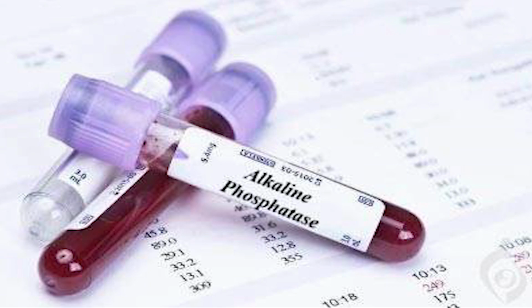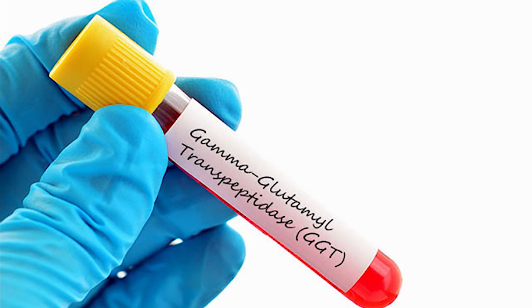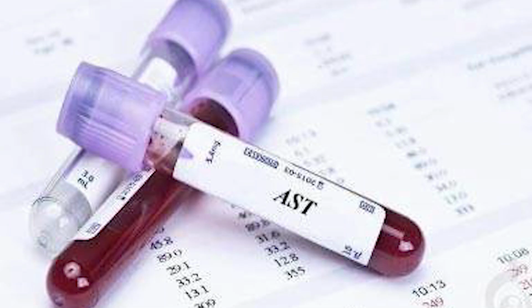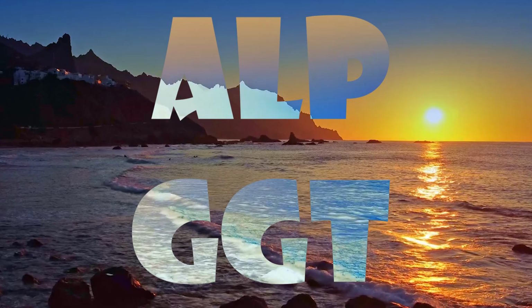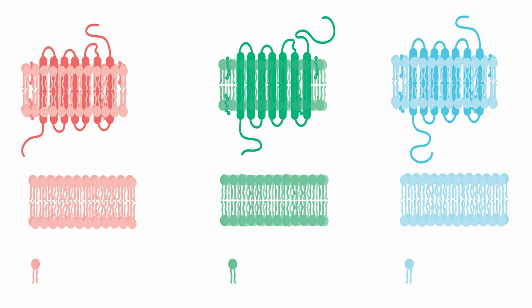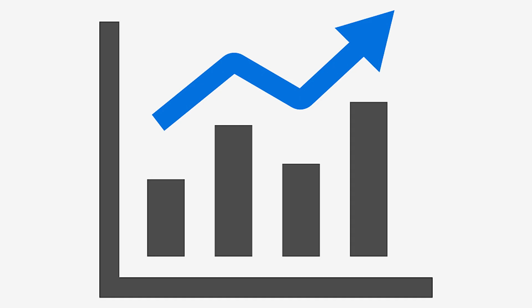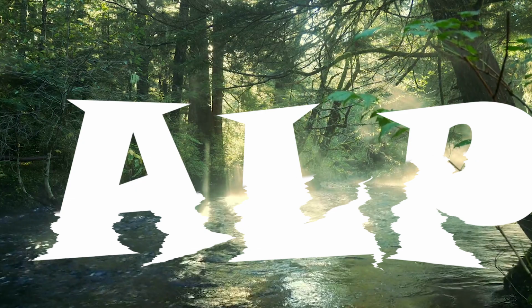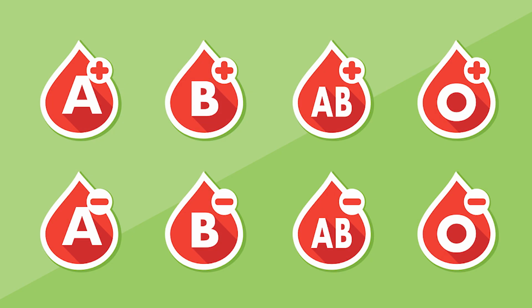ALP or alkaline phosphatase and gamma glutamyl transferase, GGT, are enzymes present in the canalicular membrane and, unlike ALT and AST, they have less activity inside liver cells. These enzymes, ALP and GGT, attach to the membranes, therefore, they increase in extrahepatic occlusion. The amount of ALP depends on the age, blood type, sex, and pregnancy.